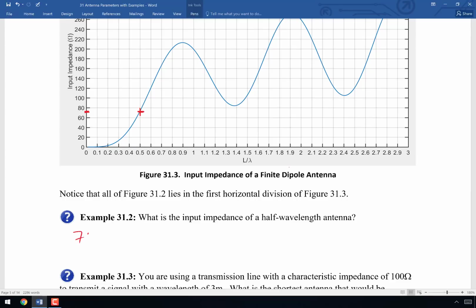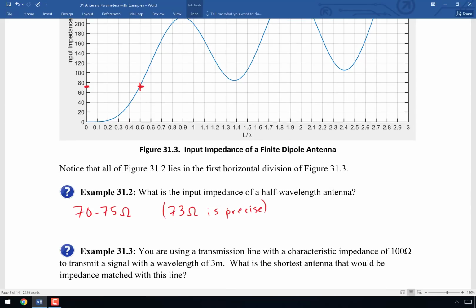So 70 to 75 ohms. And I actually did do the math for you, and I found out that 73 ohms is the precise answer. And so 73 ohms is the input impedance, which is also, by the way, called the radiation resistance of a half-wave dipole antenna. And that's a pretty good number to know, because as I mentioned a couple of times, half-wavelength antennas are very commonly used.